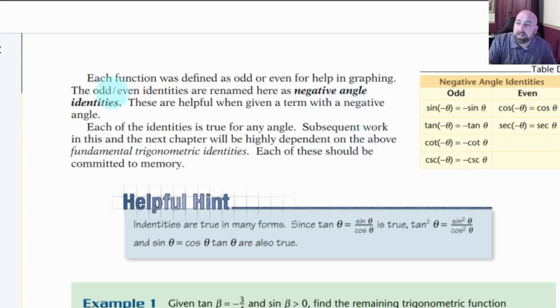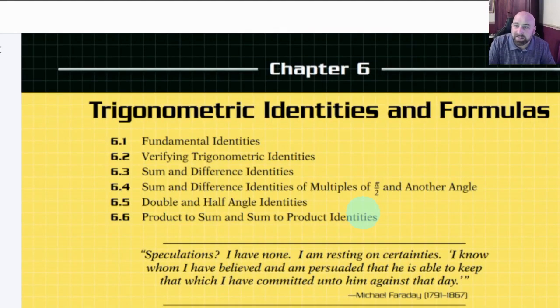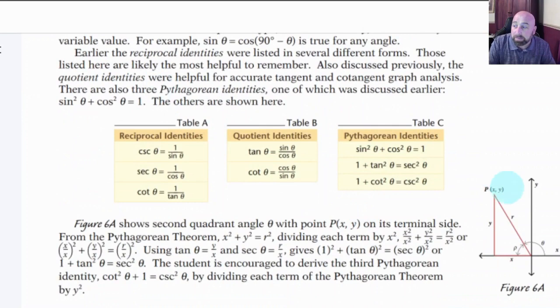Okay, that's it. Then it says here that the future work in this chapter and in the next chapter, remember what I said about the next chapter. This is important not necessarily for this chapter, but really important for the next chapter, will be highly dependent. That's big time right there, okay? Highly dependent on the above fundamental trigonometric identities. That's these ones here and these ones back here. They say the above, but it's on the previous page, A, B, and C.